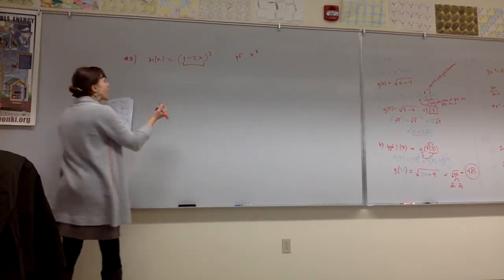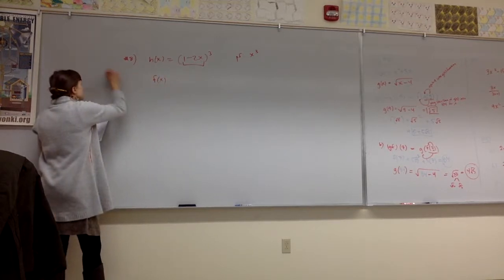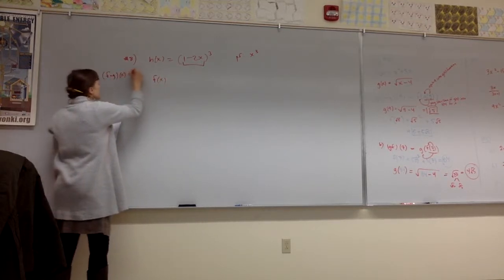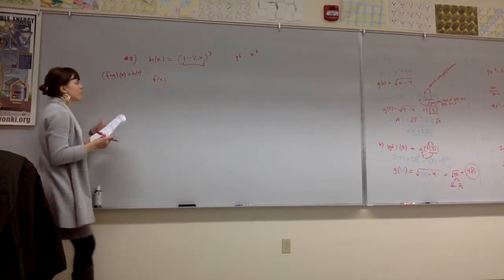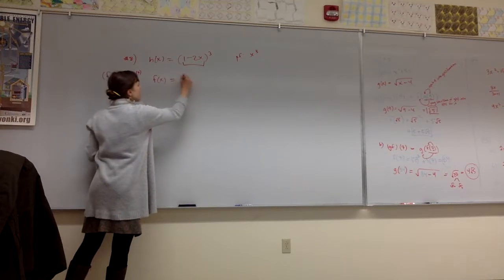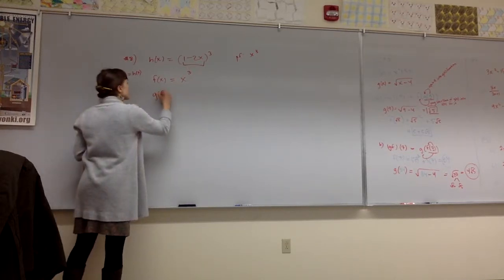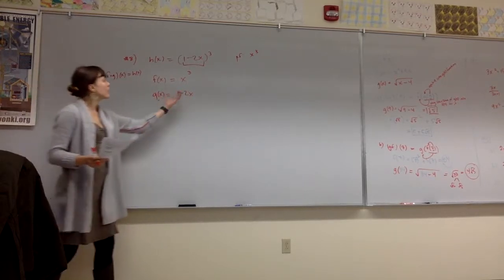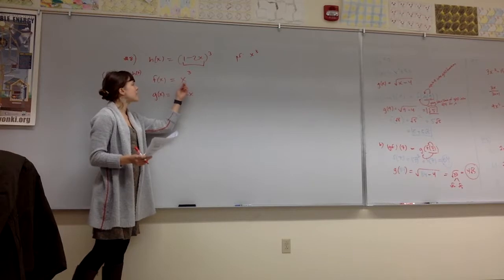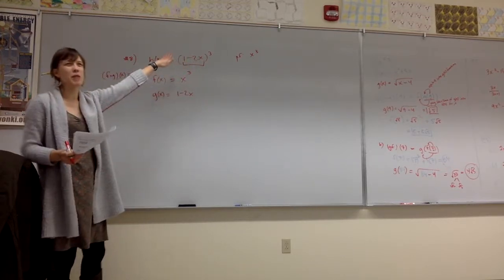So for number 8, I'm looking for f of g of x to equal h of x. So I'm trying to input a g of x function into an f of x function. My f of x would be x cubed, and my g of x function would be 1 minus 2x. So when I input g of x in for x in f of x, I get this. So I'm working backwards from where I was before.